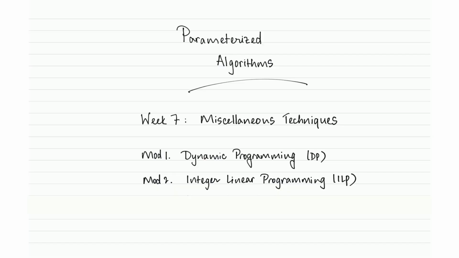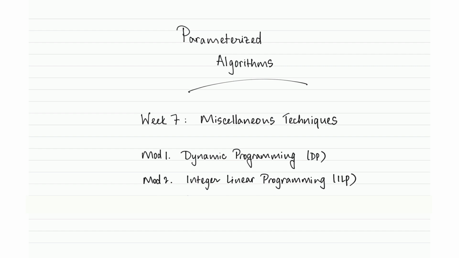Welcome back to the 7th week of parameterized algorithms. This week is called Miscellaneous Techniques, and the idea is to introduce you to an assortment of different algorithmic tools, all of which are important, but they don't quite fit exactly any of the themes that we have discussed in the weeks so far. So first, I want to talk about dynamic programming.